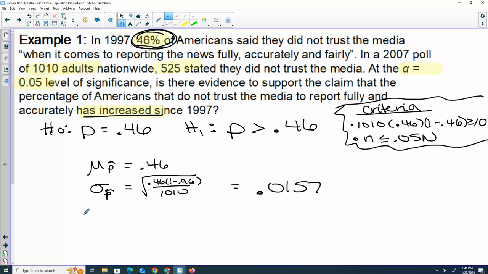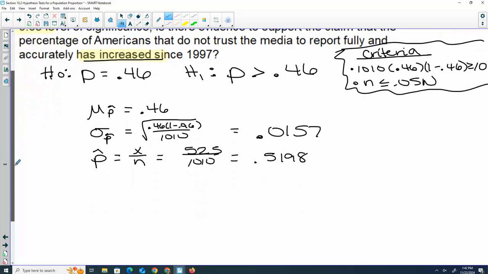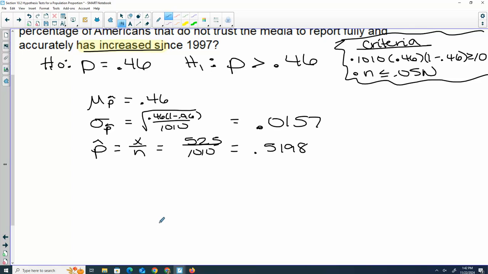One other thing we're going to need before we can find our Z, we need to know what our value is, so we need our p-hat. Remember, p-hat is x over n. So that's the 525 and 1,010. Are there any questions?